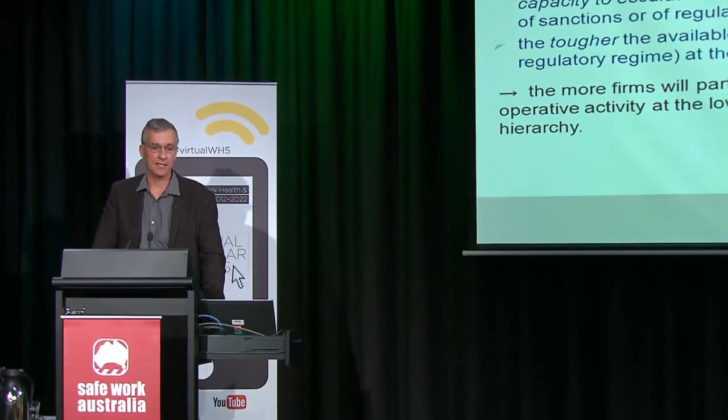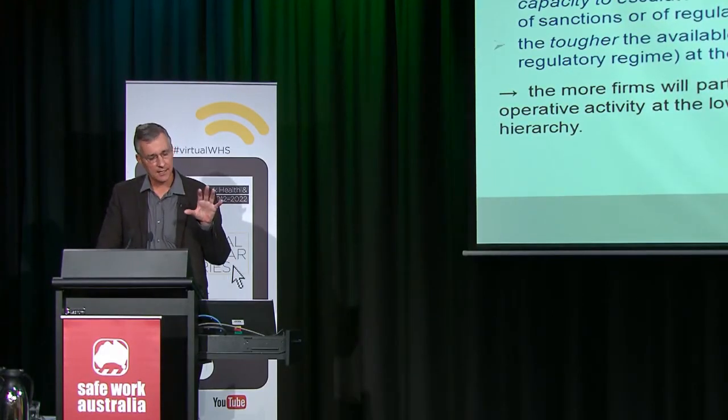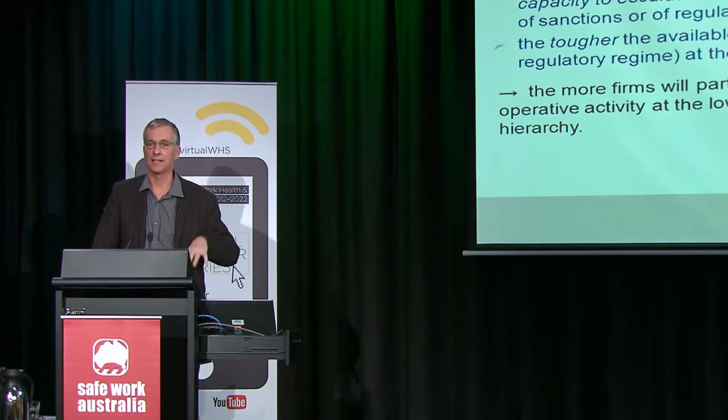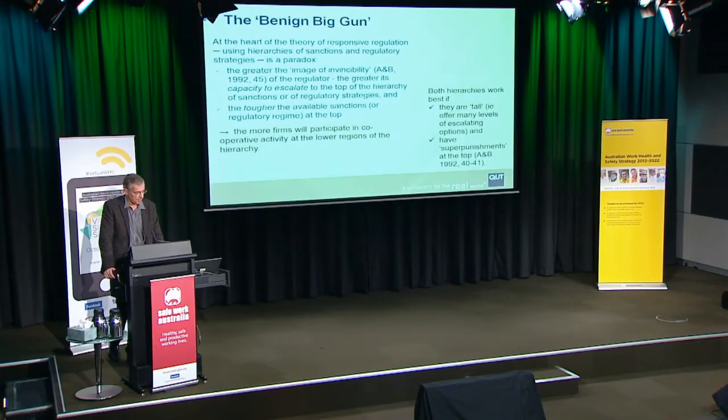either of sanctions or of regulatory strategies, and the tougher the sanctions at the top, the more likely firms are, or the industry in the case of strategies, the more likely there is to be participation in cooperative compliance at the bottom. So the tougher the sanctions at the top, and the more likely it is that the regulator will move to the top of the pyramid, the more likely it is that compliance will take place at the bottom. So both hierarchies work best if they're tall, and I've explained earlier what I mean by that, with lots of sanctions, a range of sanctions, all carefully nuanced to different levels of compliance, and if they're super punishments at the top.